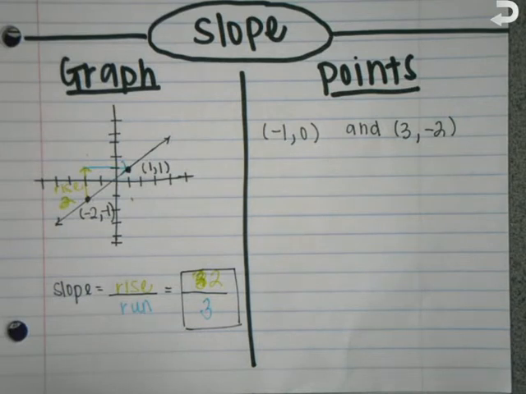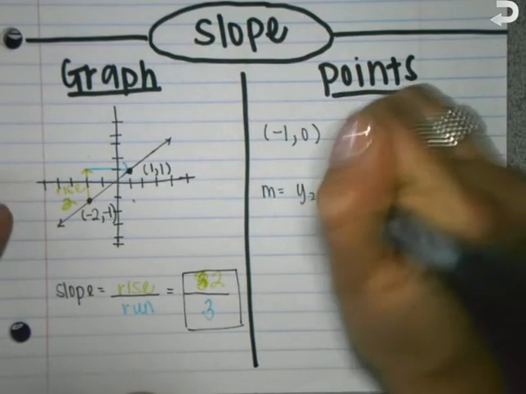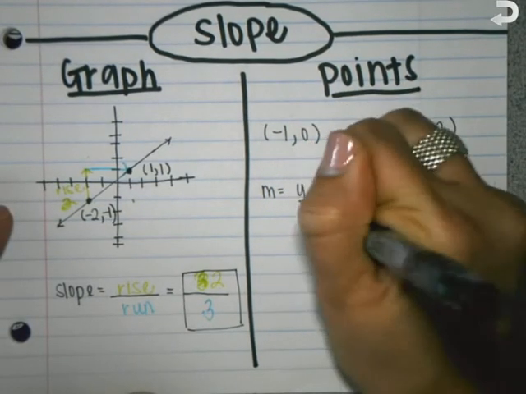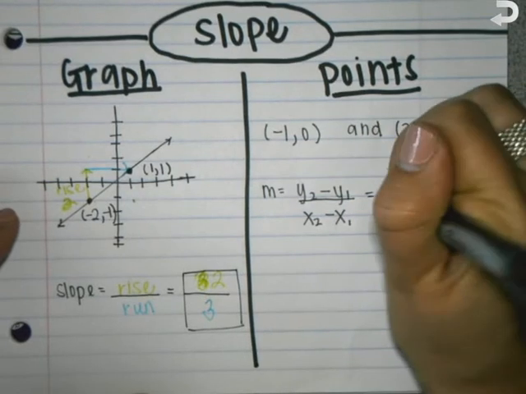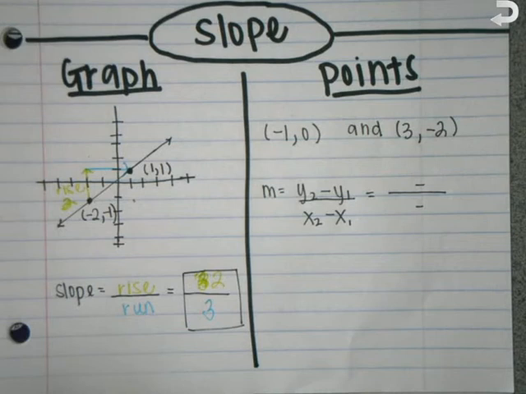To start, I'm going to put m equals y2 minus y1 over x2 minus x1. Like I said, guys, you don't have to do that every single time, but at least in the example, I want you to, so that way you know where the numbers are coming from. You can choose which point is the first point and which is the second. It does not matter. But I am going to have you label the x1, y1, and the x2, y2, so that way you can keep track of everything.